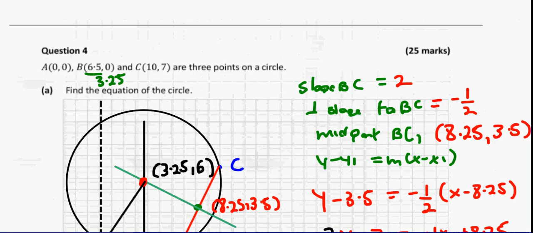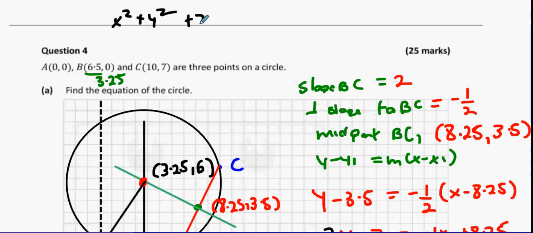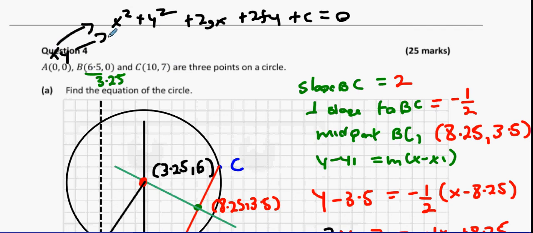Now the other way of doing that would have been to do x squared plus y squared plus 2gx plus 2fy plus c equal to 0, and basically replace x and y into the first one, and then you get an equation with just c in it. Then replace x equals 6.5 and y equals 0 into it. You get a second equation, and then x equals 10 and y equals 7. Then you get a third equation, and then when you put all three equations together, you can find out what the g, f, and c values are. That way is much faster, in fact.